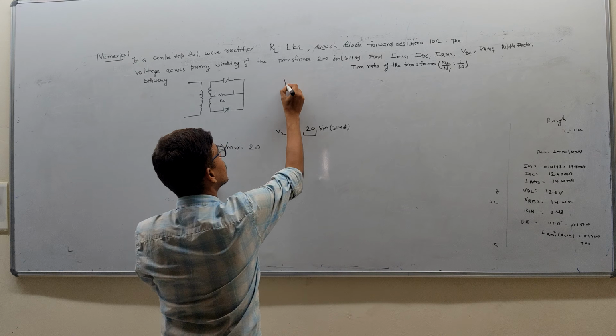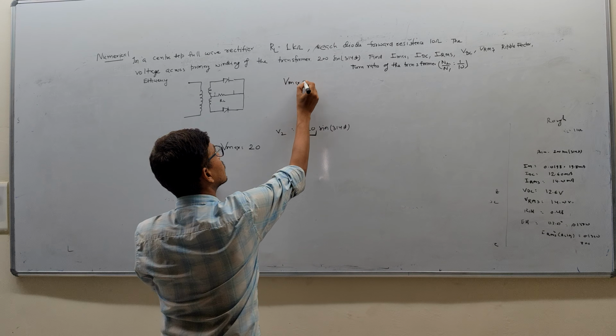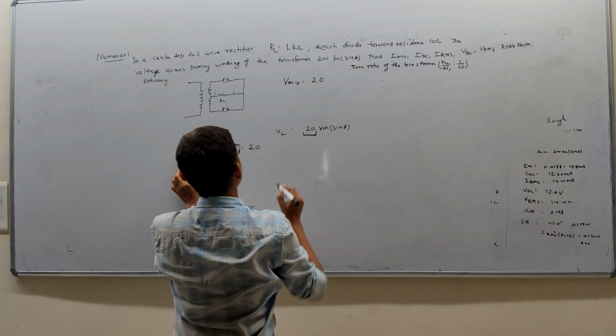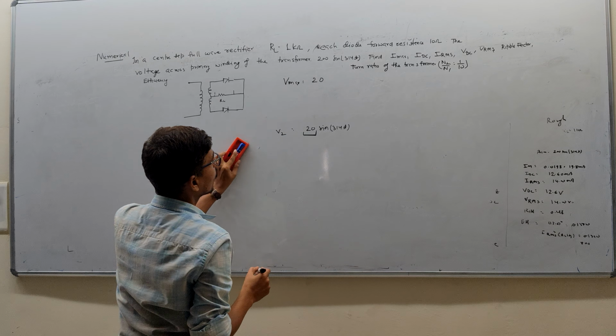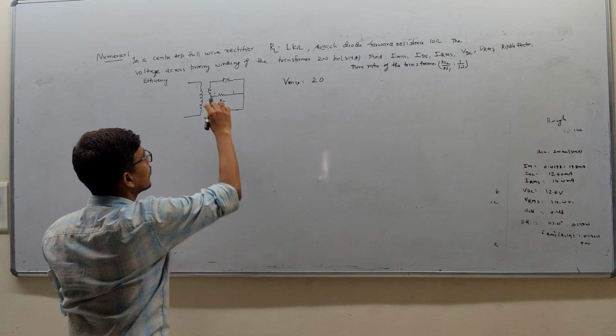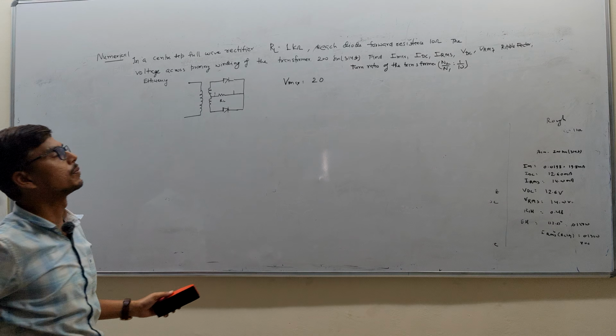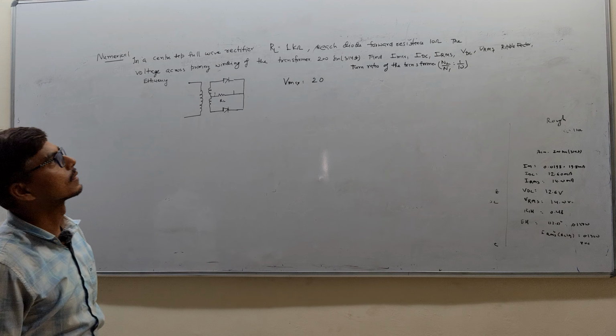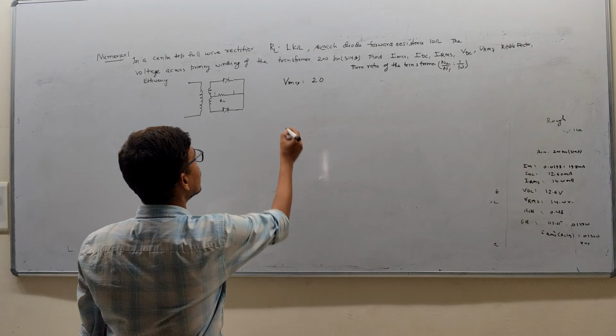Let me write it here. This is of our importance, Vmax is 20. How did we get it? Just write it in your copy: N2 by N1 times V1 is V2. Okay, Vmax is 20.